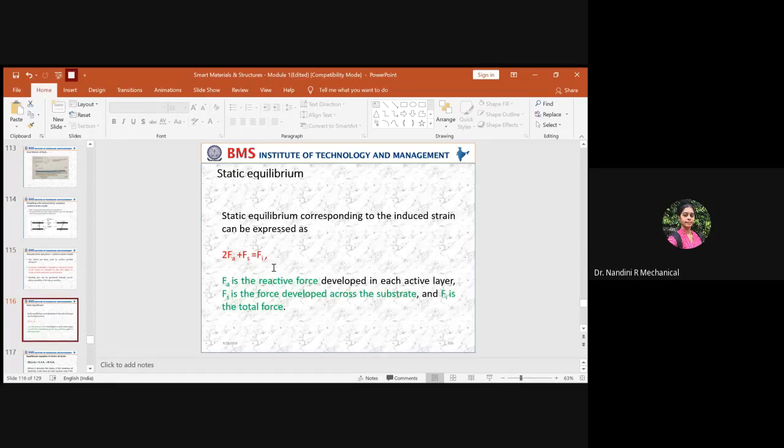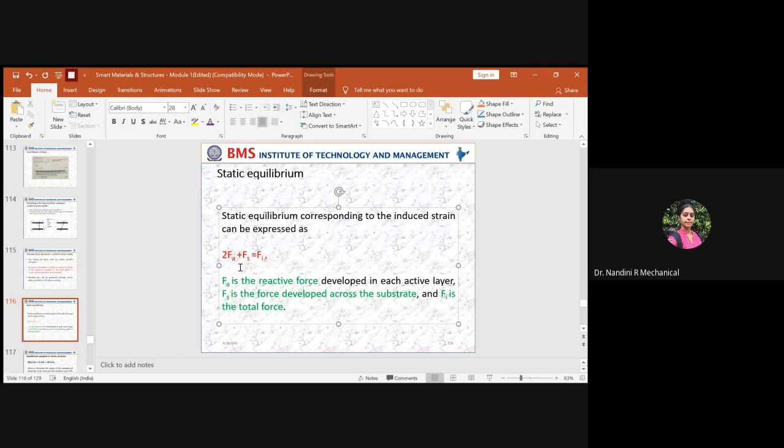So we have studied the induced strain in case of mechanical loading, and we have studied the induced strain in case of actuator loading. Similarly, in case of making a mathematical model for free strain distribution, you have to understand what will be the equilibrium condition when you apply the force, so that you will be getting the relative strain within the material. So at equilibrium, you have this equation, 2Fa + Fs = Fi.